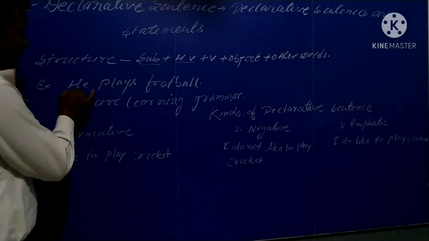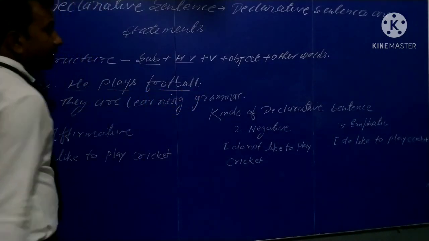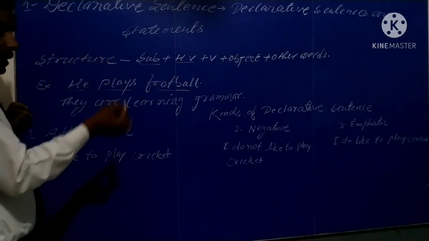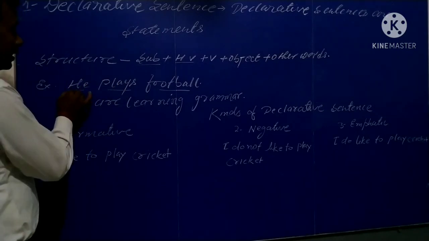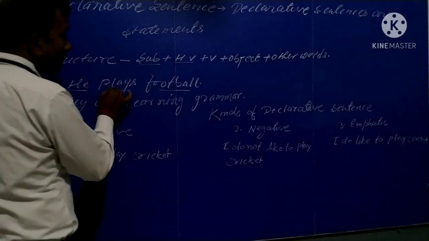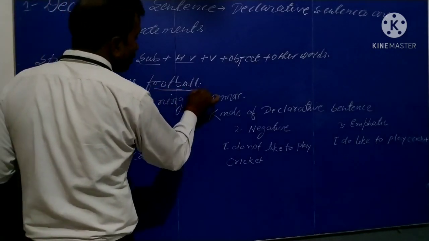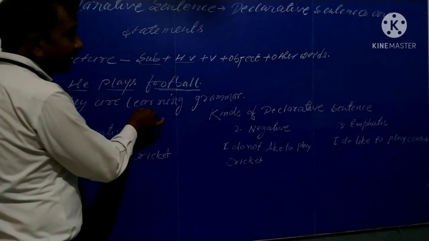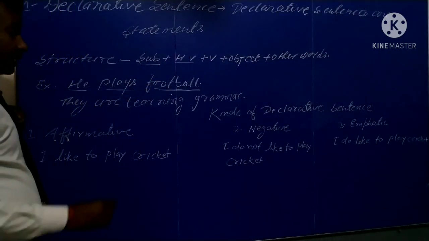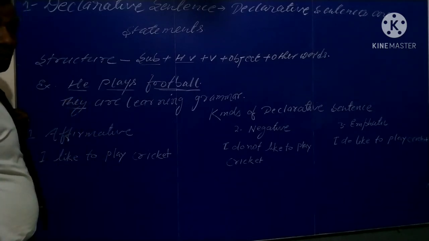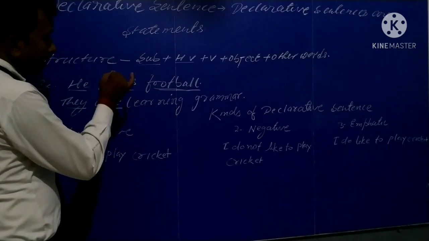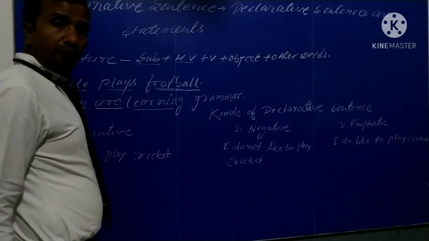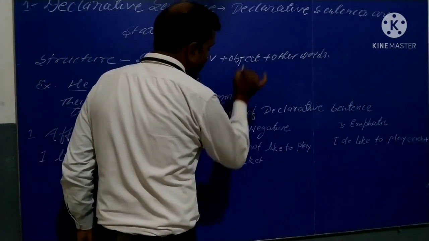As a first example, he plays football. Here student, it is a simple statement which is said or narrated, that he plays football. He is the subject, plays is the verb, and football is the object. Now, they are learning grammar. Here they is the subject, are is the verb to be, that is the primary auxiliary, learning is the verb with the ing form, and grammar is the object.